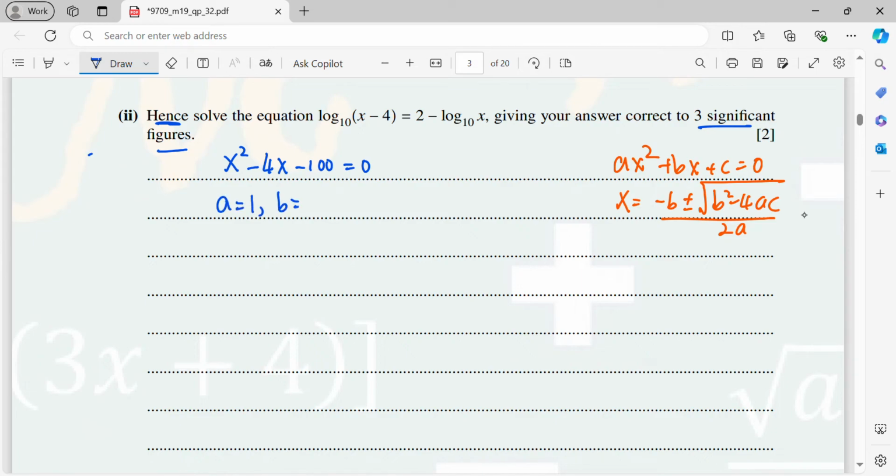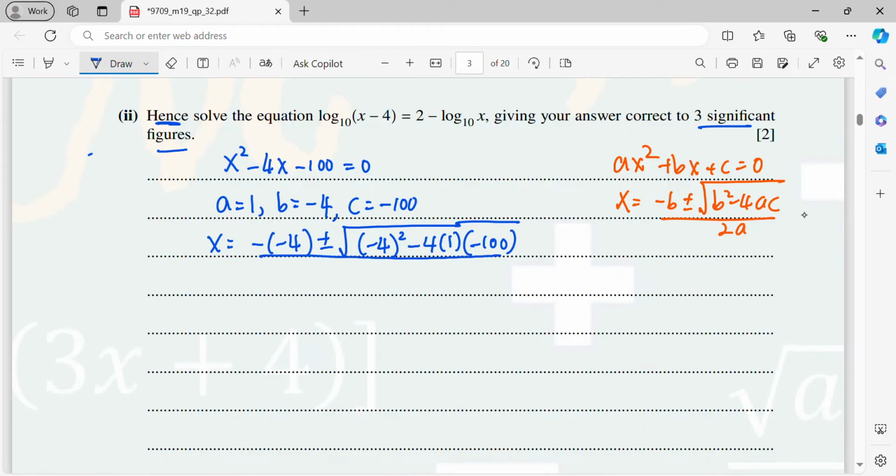So it means that now I have to list down all the coefficients. A is 1, B is minus 4, C is minus 100. Then my x is going to be minus b, which is minus (minus 4), plus minus square root of (minus 4) squared minus 4a times c, where c is negative 100. After that, over 2 times 1. Then from here, this is going to be 4 plus minus square root of 416 over 2. And now it's mentioned that 3 significant figures.